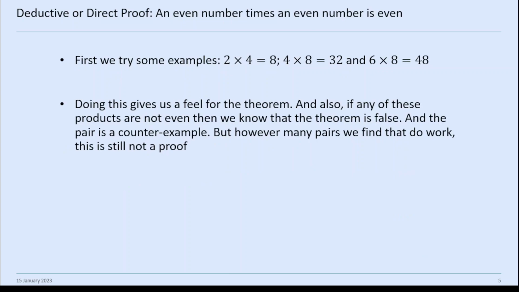The first thing I like to do is just to try some examples. So just multiply together some even numbers. 2 times 4 is 8, 4 times 8 is 32, 6 times 8 is 48. In each case, we've got an even number. This just gives us a feel for the theorem. And also, if we did get a product that wasn't even, we'd actually know that the theorem was false. That's what we call a counterexample.